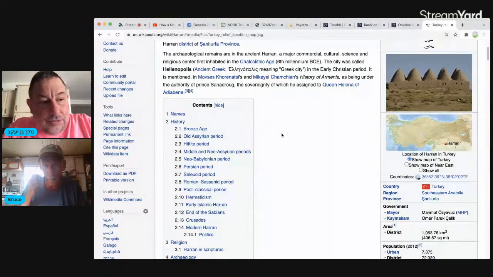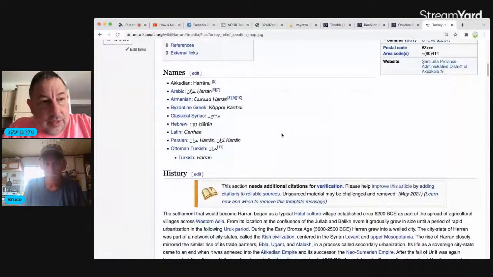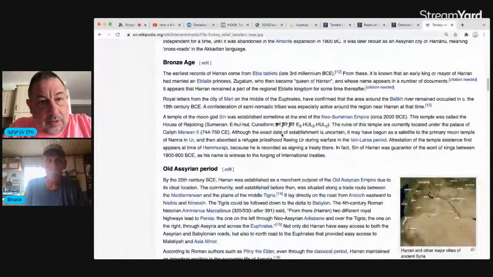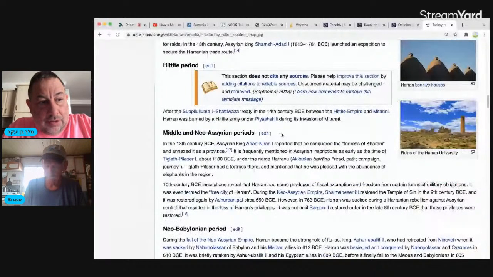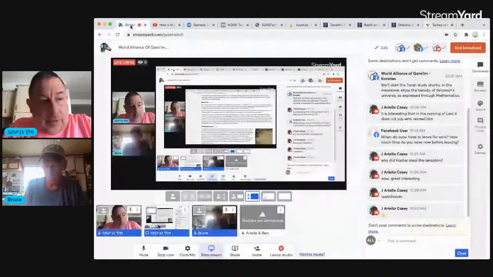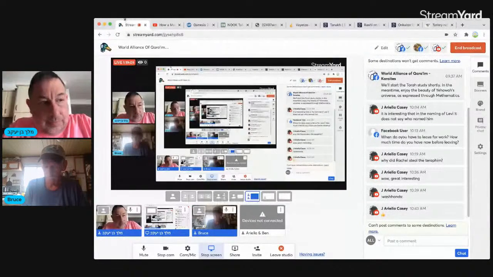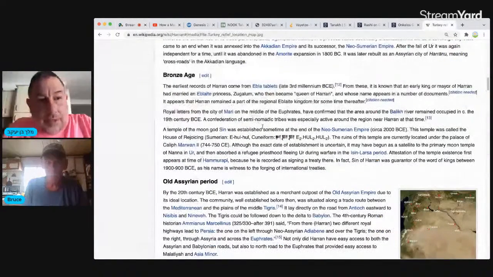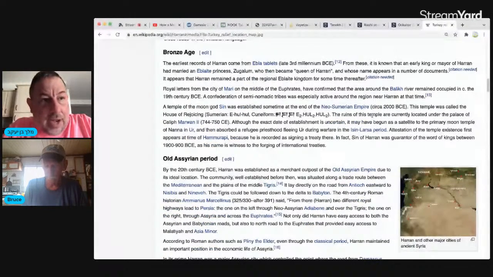So let's go down to, let's see, where do we want to go to? Hittite period, middle Neo-Assyrian. Okay, I don't think we should spend too much on this, but let's read a little bit. So in the Bronze Age, the earliest records of Haran come from the Ebla tablets. From these, it is known that an early king or mayor of Haran had married an Eblaite princess, who then became the queen of Haran.